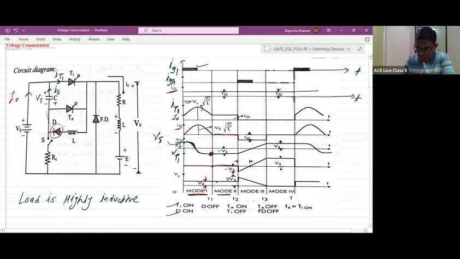VT1 is 0 because thyristor T1 is in the on state. And what about the V0? V0 is equal to Vs, same as the Vs. So V0 is equal to Vs. This is during mode 2. Now, mode 3, let us discuss.